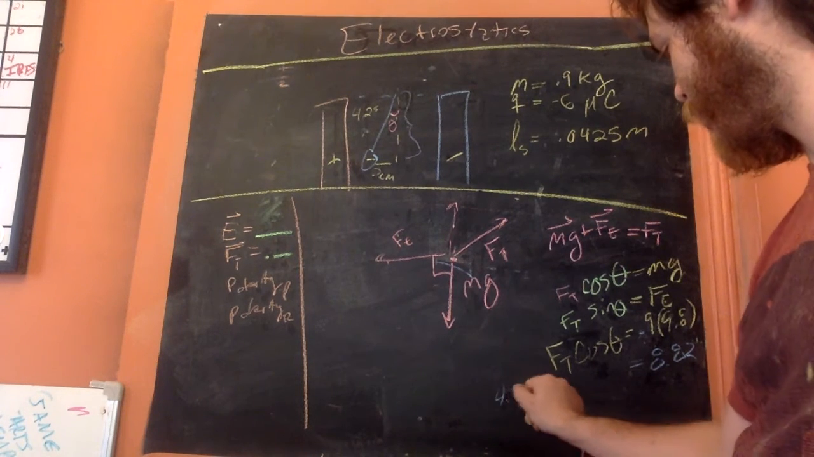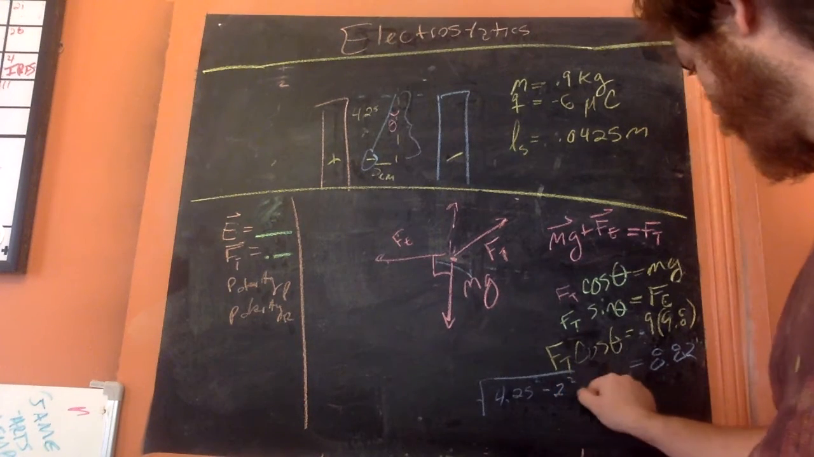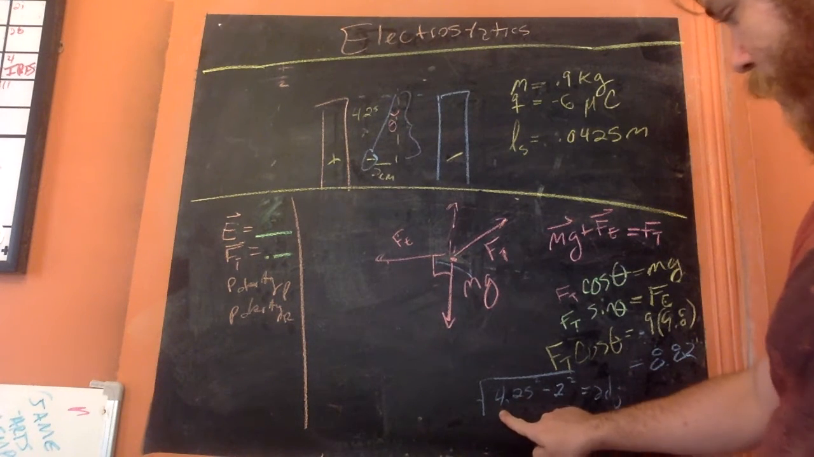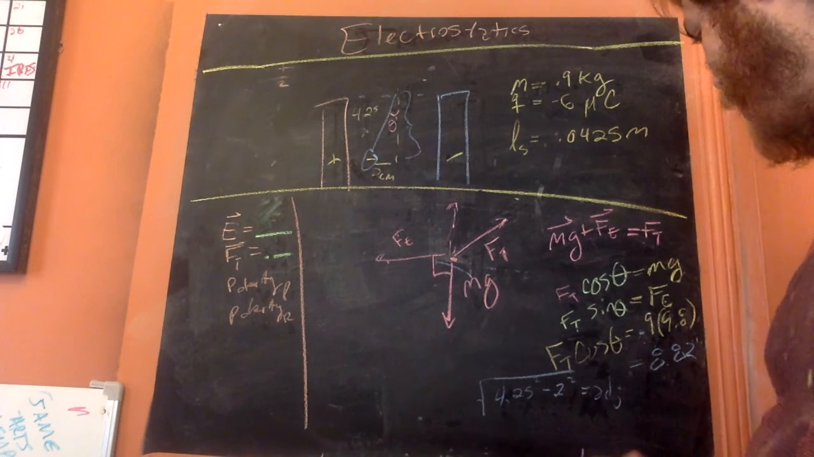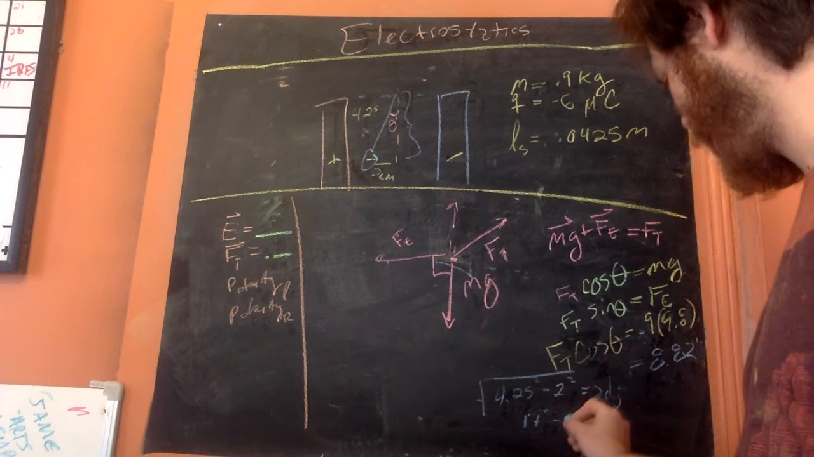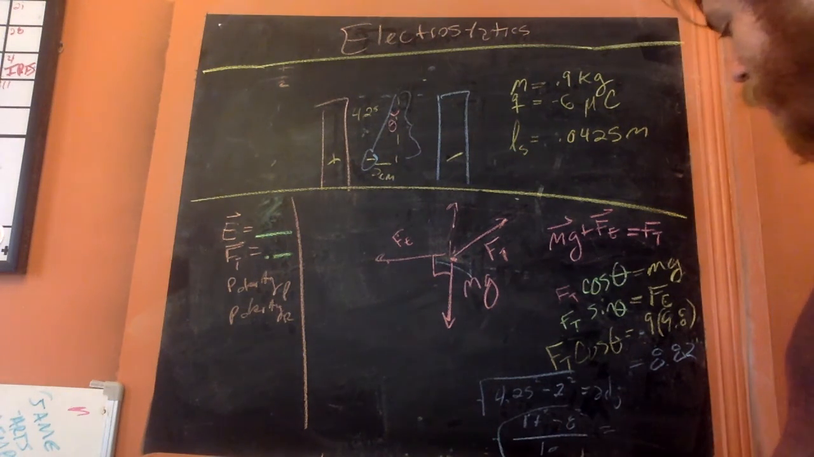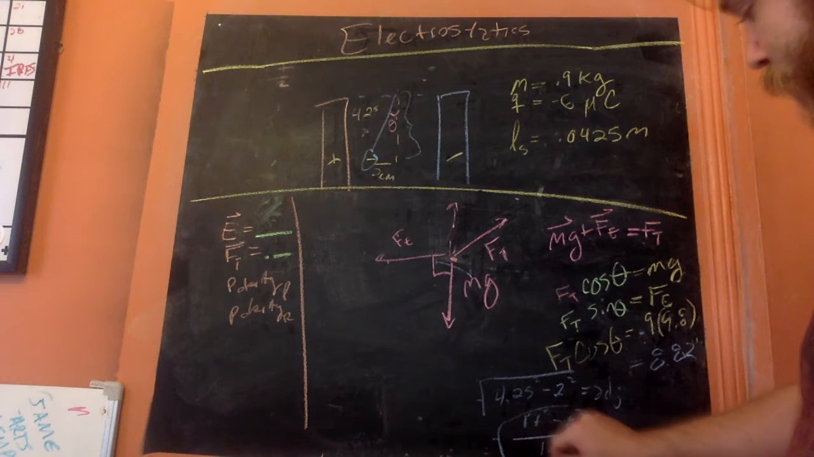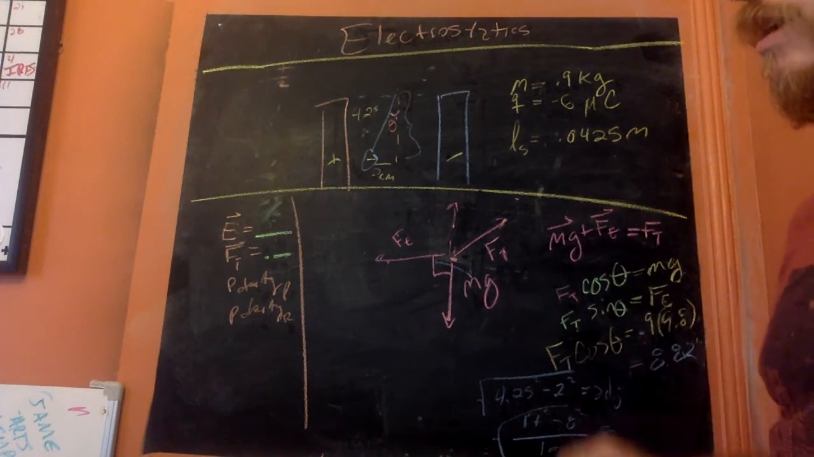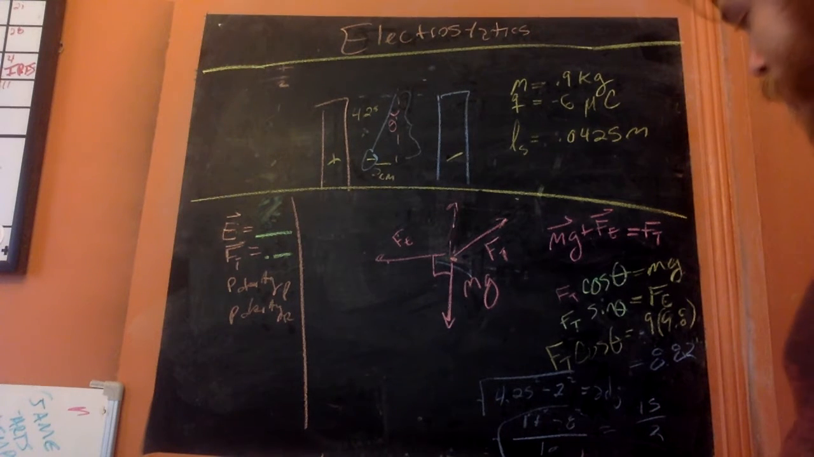So 4.25 squared minus 2 squared, square root, is equal to adjacent. This is 17 quarters minus 8 quarters squared. So 17 squared minus 8 squared over 16, square root, which is equal to 289 minus 64, 225. So this is equal to 15 halves. Fourths, I apologize.